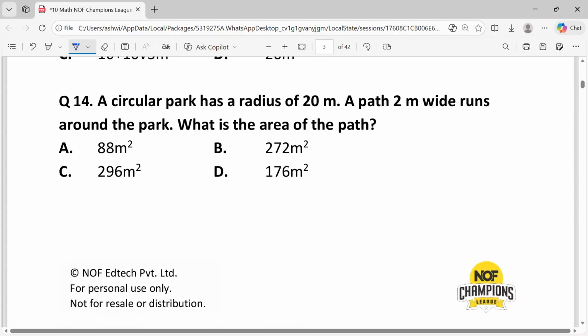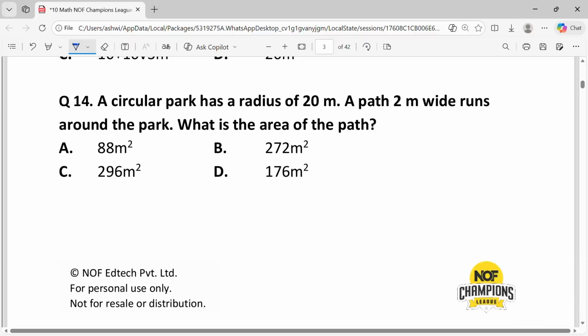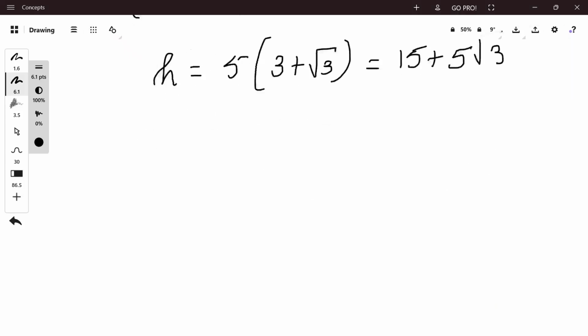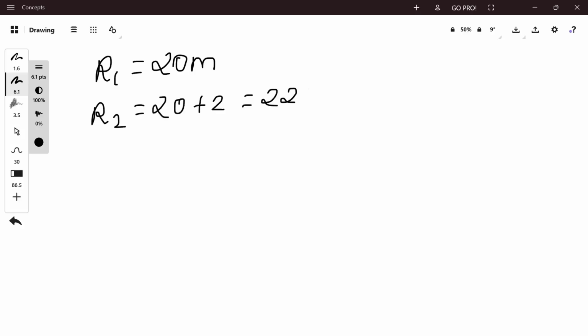Question 14. A circular park has a radius of 20 meters. A path 2 meter wide runs around the park. What is the area of the path? Area of the path is the difference between the area of the outer circle and the area of the inner circle. Let R1 be the radius of the inner circle and R2 be the radius of the outer circle. Given that R1 is equal to 20 meters, and the width of the path is 2 meters, so the outer radius R2 is equal to 20 plus 2, which is equal to 22 meters.